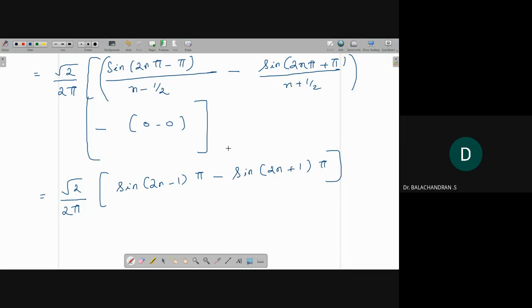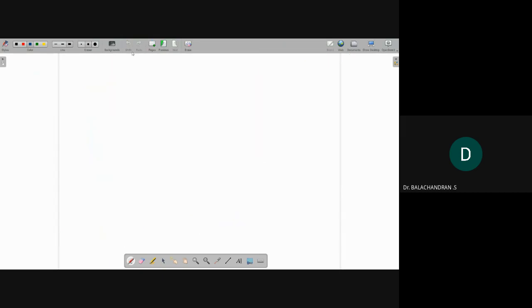But if I take pi commonly, 2n minus 1 is odd, 2n plus 1 is also odd. So directly you can write this is 0, this is also 0. So bn is equal to 0. So now the Fourier series: phi of x is equal to what? What is a naught? So a naught is 4 root 2 by pi, and we need a naught by 2.